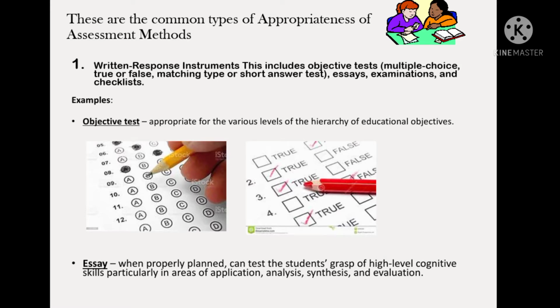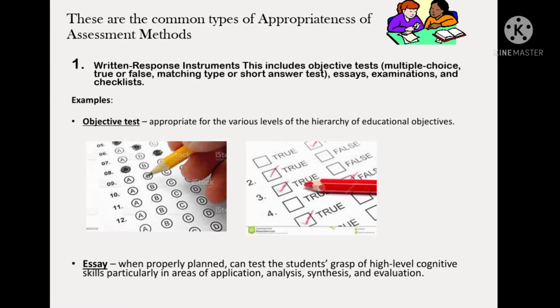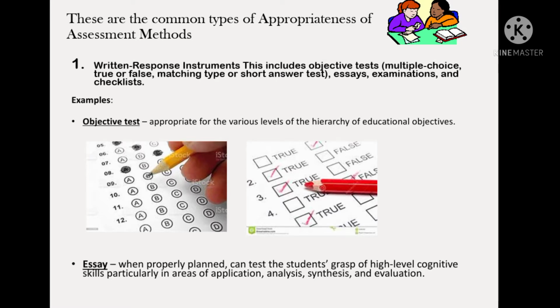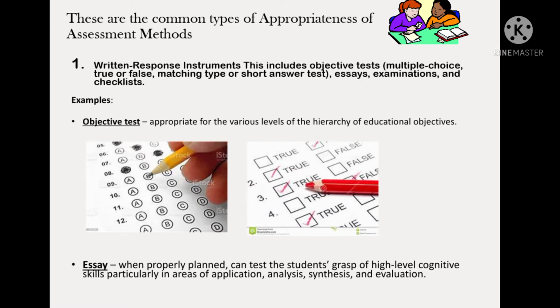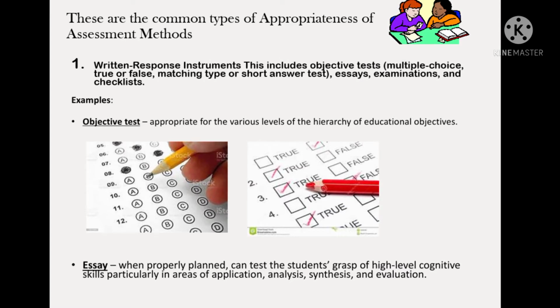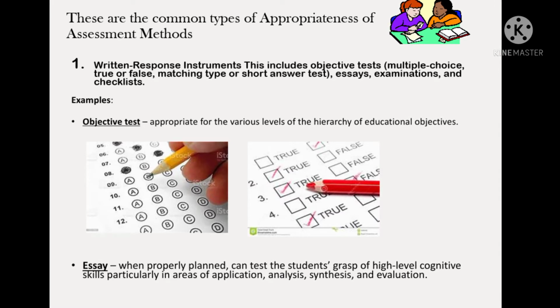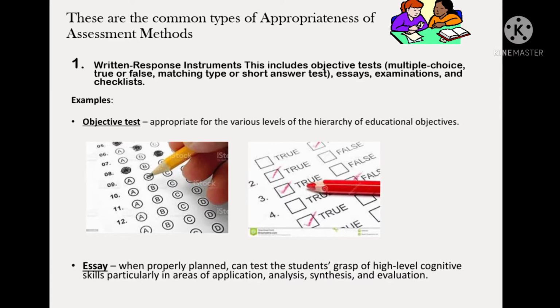First is written response instrument. This includes the objective test, multiple choice, true or false, matching type, or short answer tests like essay, examination, and checklist. An example of these is the objective test, and it is appropriate for the various levels of the hierarchy of educational objectives. Here is an example, I prepared the pictures of it. Basically, we're all familiar with this type of test, especially when we were in elementary.